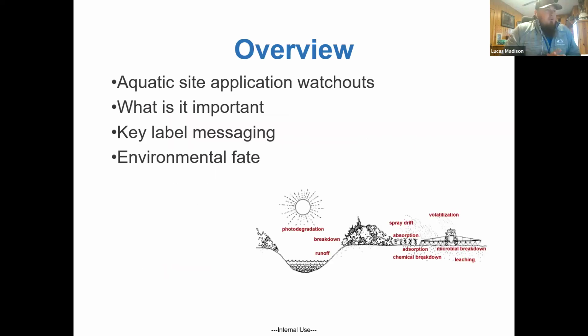So a quick overview of what I'm going to be going through. First important topic that I always like to cover is your site watchouts. So if you're going to an aquatic site, what do you need to be aware of before you make your product selection? It's important to worry about these whenever you're evaluating applications at these sites. Key label messaging. There's different segments of the label.